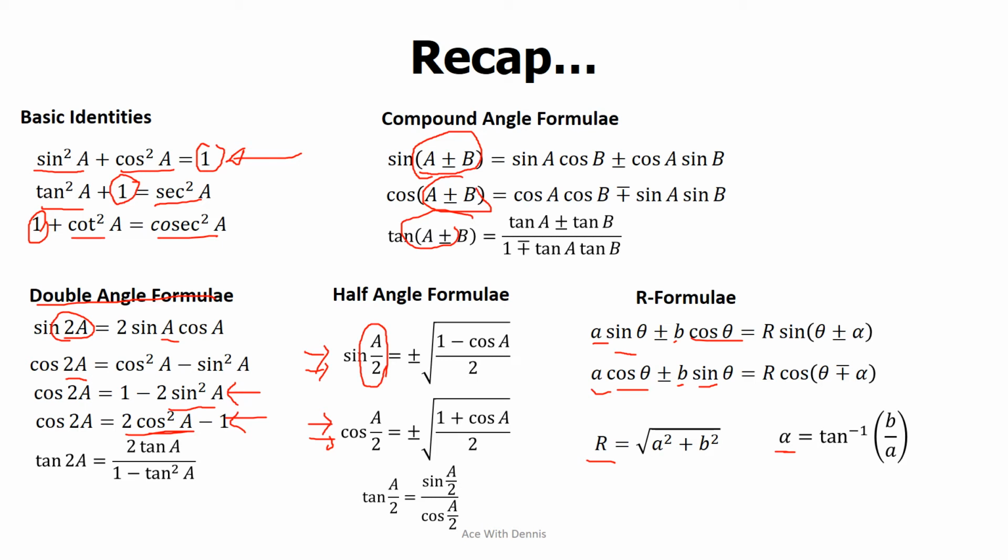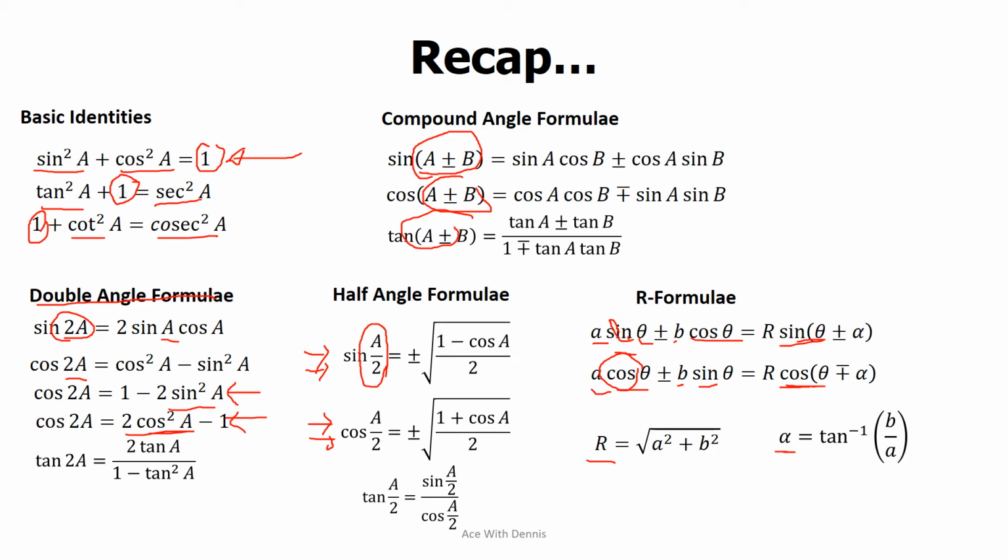So how to remember, right? If it starts with sine, then your R formula will be sine. If it starts with cosine, then the R formula will be cosine. And then for both trigo, the angle is the same. And then you have constants for sine and cosine, right? Then you can convert to R formula.